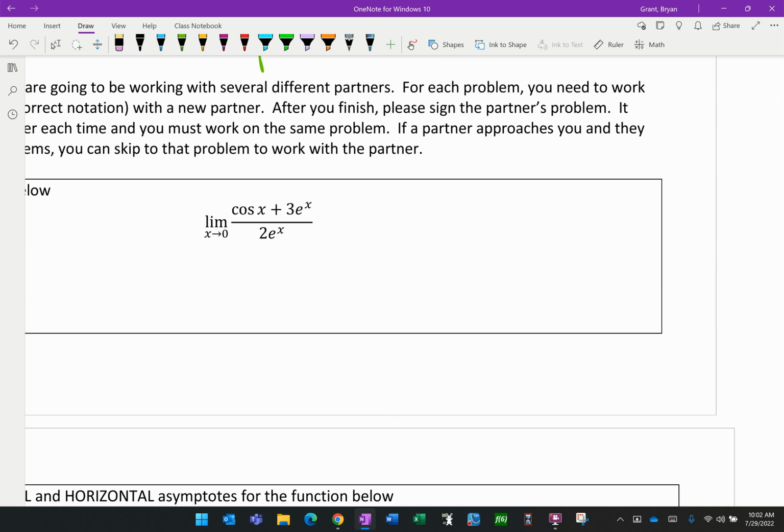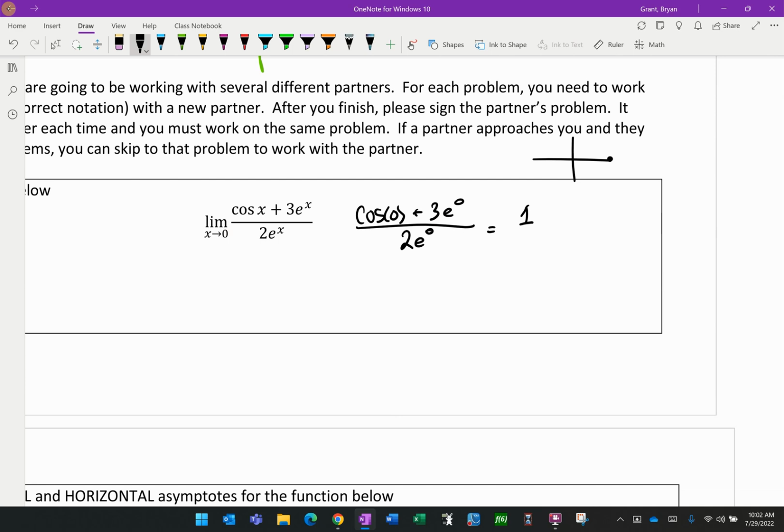I'm going to leave the equals off in case anything weird happens. I'll put it back in, but we don't need the limit because now we're substituting in. We're finding an actual value at a point. We're going to see if we get something here. Well, cosine of 0, do you guys remember that one? Cosine of 0 is 1, isn't it? Right?